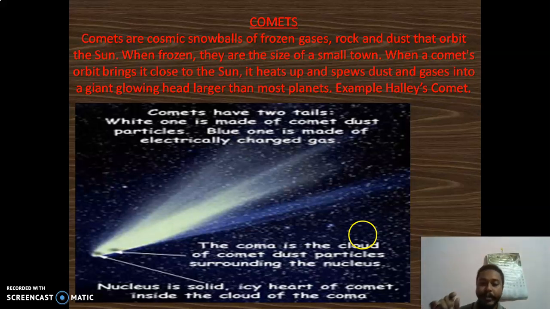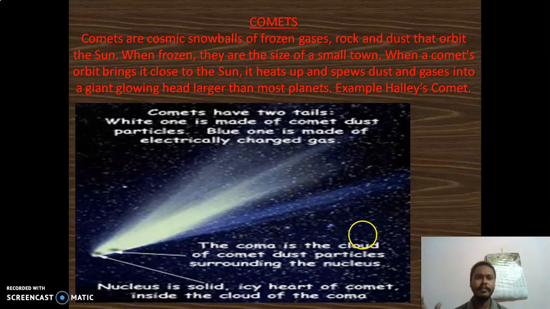Now this comet called Halley is in our solar system. Scientists have seen it. It comes after every 76 years. Last it came in 1986. So you can calculate the date when it will come back. Depending upon its speed it can come faster also, but that is what the book mentions. So what is the size? It is the size of a small town.